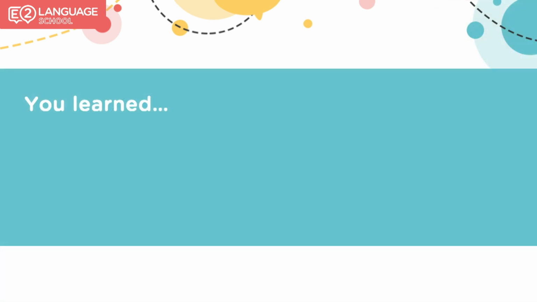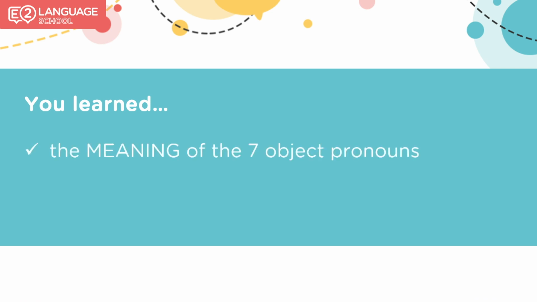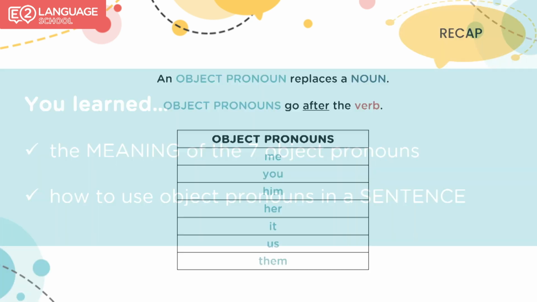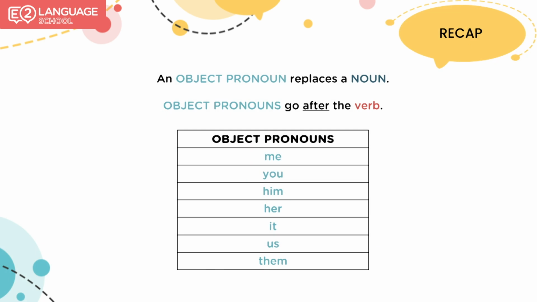Okay, in today's lesson, you learned the meaning of the 7 object pronouns and how to use object pronouns in a sentence. So to recap our main points, an object pronoun replaces a noun when the noun is in the object position of a sentence. And object pronouns always go after the verb.